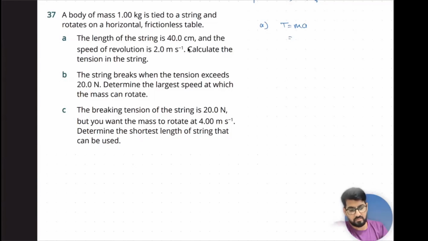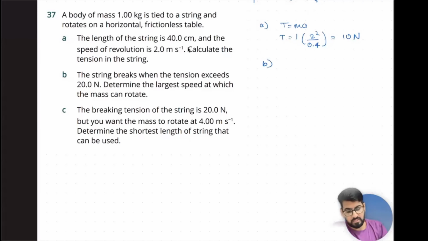M is given to us as 1, and the acceleration will be v square over r. So 2 square over 0.4. Once you solve this, it will be 4 by 0.4, which is 10 meter per second square. Oh, sorry, you can simply say 10 Newton because we are finding the tension, not the acceleration.